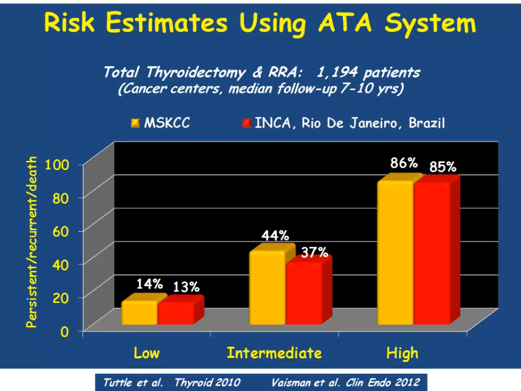If you look in the low-risk group, actually they found that there is a 14% risk compared to 13% risk in the Brazilian study. In the intermediate group, that risk increases to 44% compared to 37%, and then it's high at 86% persistent or recurrent disease compared to 85%. And this is following a cohort of 1,194 patients for a median follow-up of 7 to 10 years.